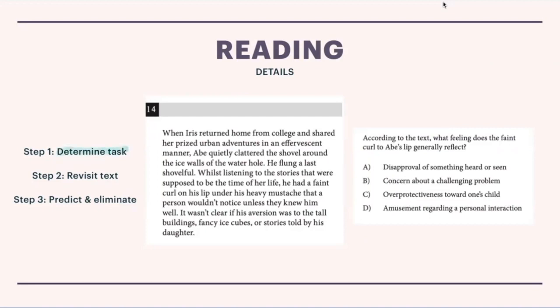So we want to make sure to determine the task. So in this case, that's where we look at the question. So according to the text, what feeling does the faint curl to Abe's lip generally reflect? So we want to see this action, what kind of feeling does that mean, essentially? So we want to look for the portion that mentions that. So it says, while listening to the stories, he had a faint curl on his lip. So we know that this has some sort of relevance to the stories here.